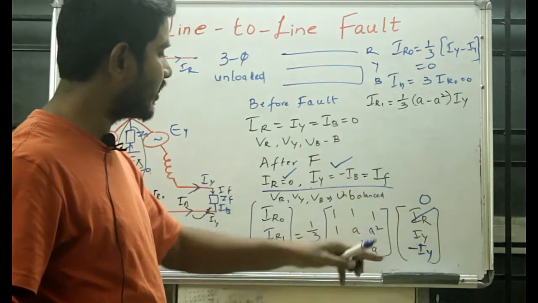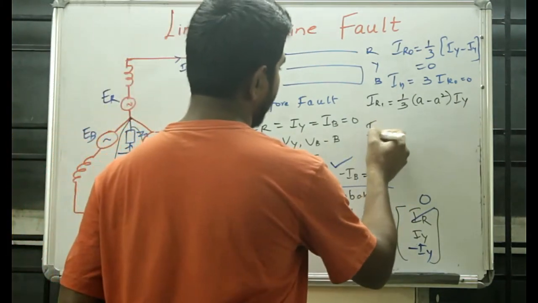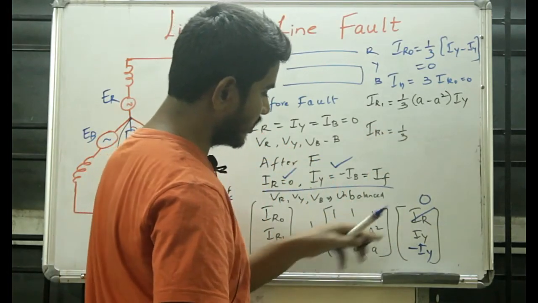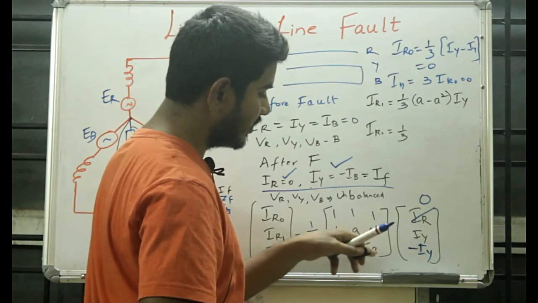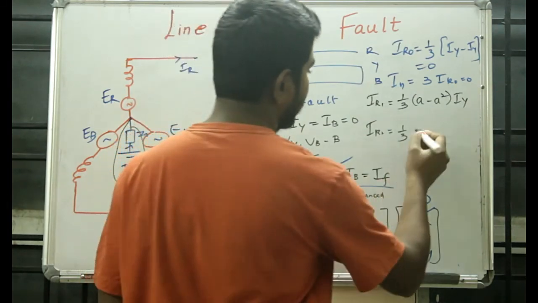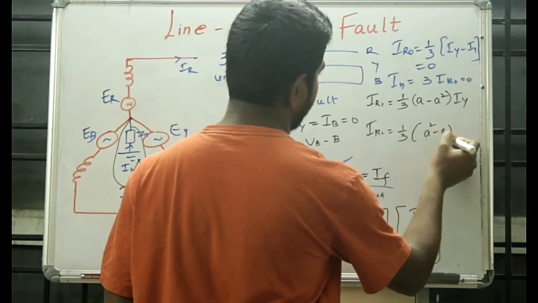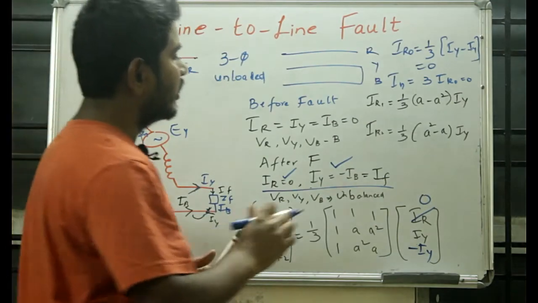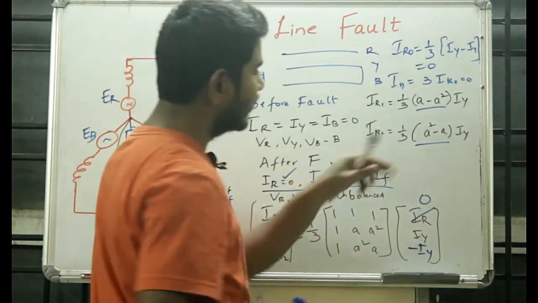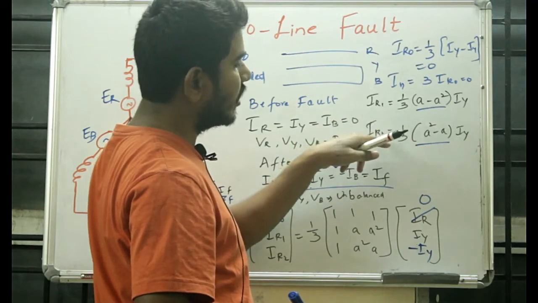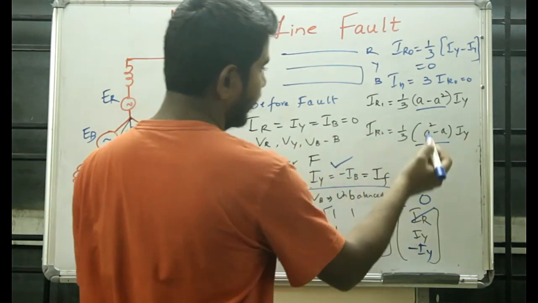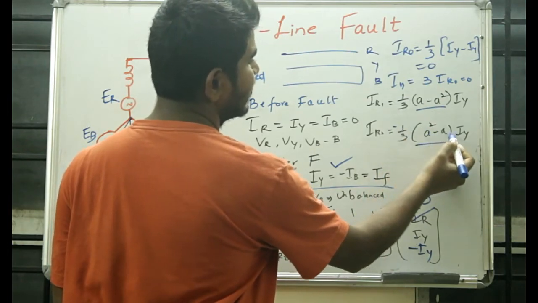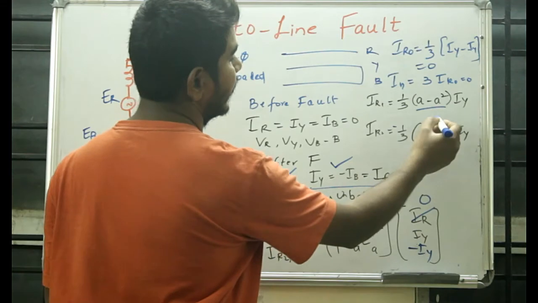Okay, a minus a square into Iy, and your IR2 will be equal to simply 1 by 3 times of 1 into 0 0 a square into Iy minus a into Iy. Again take Iy common, so you get a square minus a into Iy. From these terms you can see that this IR1 and IR2 are just opposite of each other. If you take the minus sign common here, this will be again equal to a minus a square Iy. That will be equivalent to this.